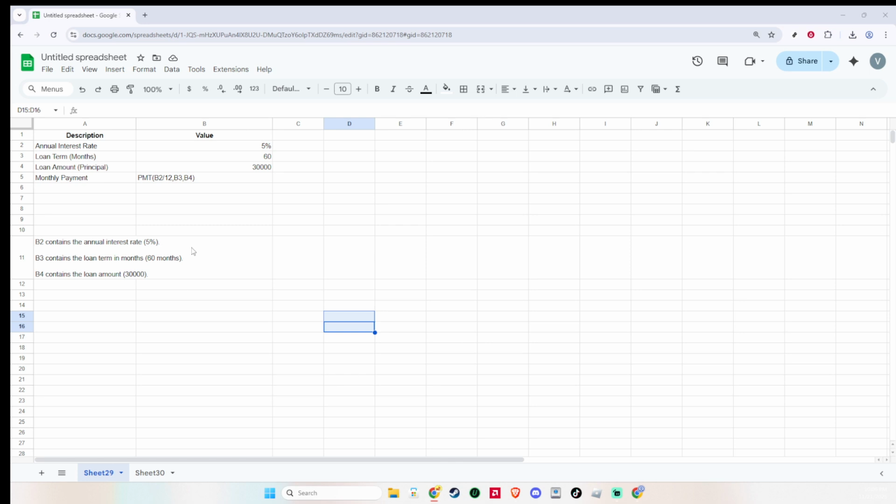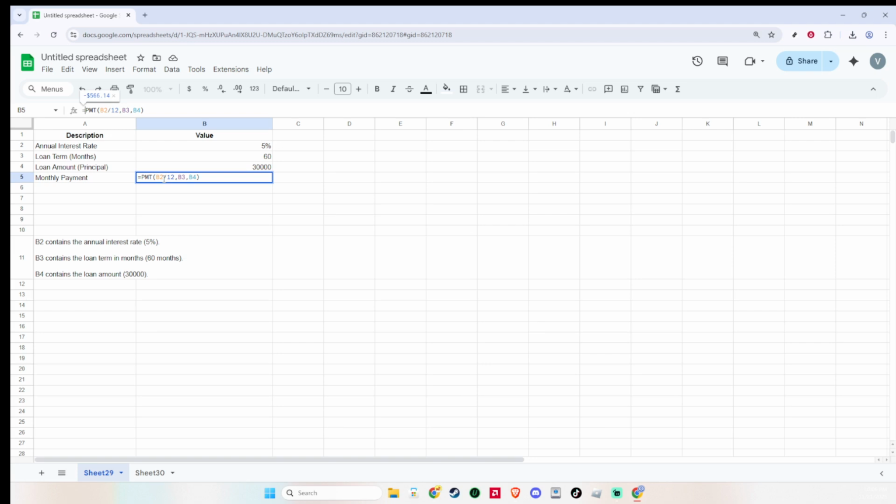Start typing the formula by entering PMT. This tells Google Sheets you're using the PMT function, which calculates the periodic payment for a loan based on a fixed interest rate and a set number of periods. Inside the parentheses, you'll add three core arguments: rate, NPER, and PV. Let's break those down clearly.